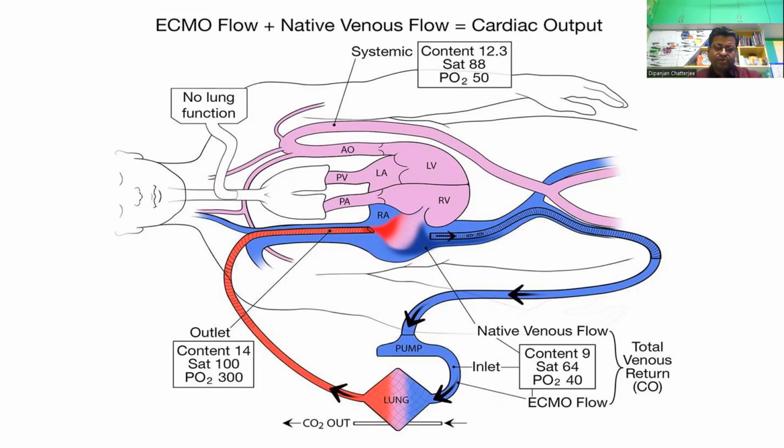That is why in venovenous ECMO, we target at least 60% of the cardiac output should be passing through the ECMO. And we have to go up on our ECMO flows when the patient's cardiac output is higher.